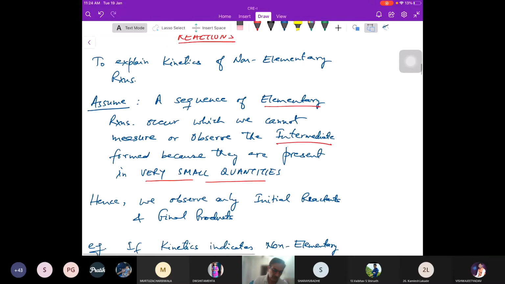And then what we are assuming, when you assume this, we assume elementary reactions. जितने steps रहेंगे, they are all elementary, which are used to explain the non-elementary overall reaction. Right? And because it is not measurable, right? So we observe only initial reactants and final products. We can measure initial reactants, उनका concentration measure कर सकते हैं, final products का concentration measure कर सकते हैं, लेकिन intermediate का, because the quantities are very small, it's very difficult to measure accurately. Right?